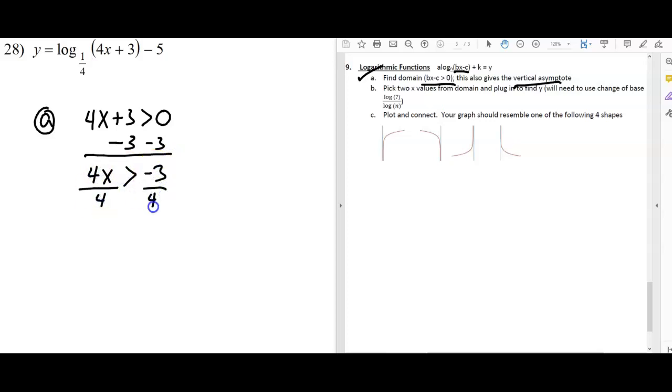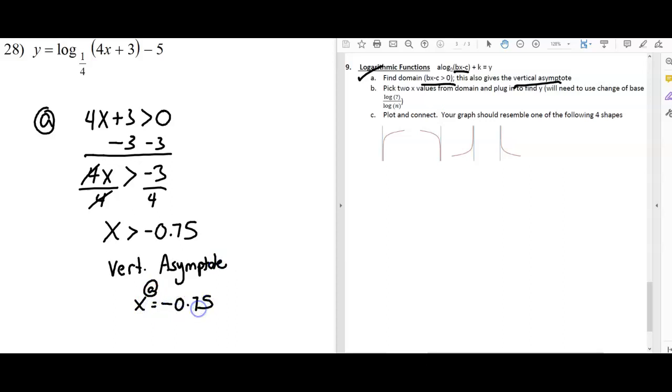For these kinds of problems, I would recommend going with decimals. I just think it's a little bit easier. Now something you want to keep in mind, you guys, is that if you ever divide by a negative, you're going to have to flip your inequality around. But in this case, I didn't divide by a negative, so I'm not going to do that. But do be aware that is a possibility. Okay? So what this means is that I have a vertical asymptote at x equals negative 0.75.